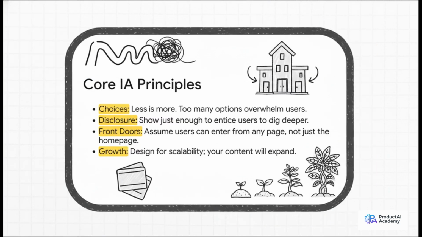Now, these principles from an IA expert named Dan Brown, they're basically the bedrock of any solid structure. Think of them as the fundamental rules of the road. Take the principle of choices, for example. This is precisely why Amazon's homepage doesn't just throw every single product at you at once. You'd be completely paralyzed. Or the principle of front doors, which is so critical today. In the age of Google, any page on your site, a product page, a blog post, can be a user's very first impression. You have to design every single page as if it's the front door.